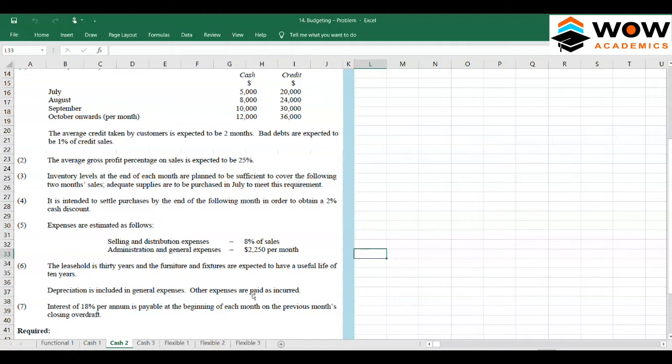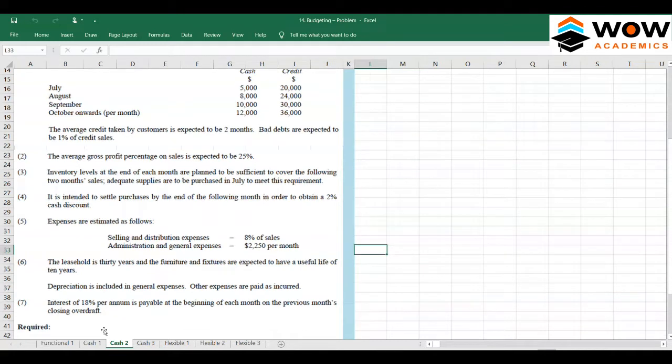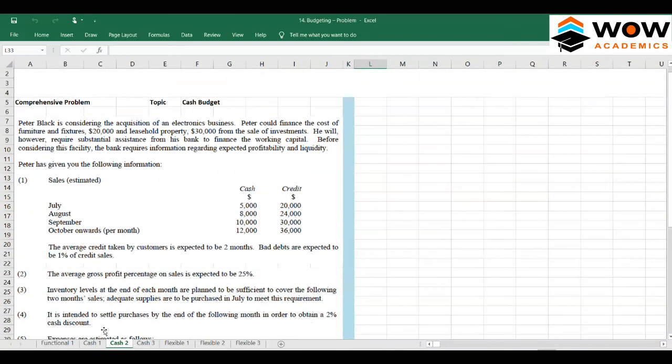Other expenses are paid as incurred. So depreciation has already been included in this 2250. That has to be removed because depreciation is a non-cash expense. Other expenses are paid as incurred, in the same month they pay it. Interest of 18% per annum is payable at the beginning of each month on the previous month's closing overdraft. So once we know the closing overdraft, the next month we pay the 18% interest. Okay, so that's the problem here. We can quickly start to work it out.